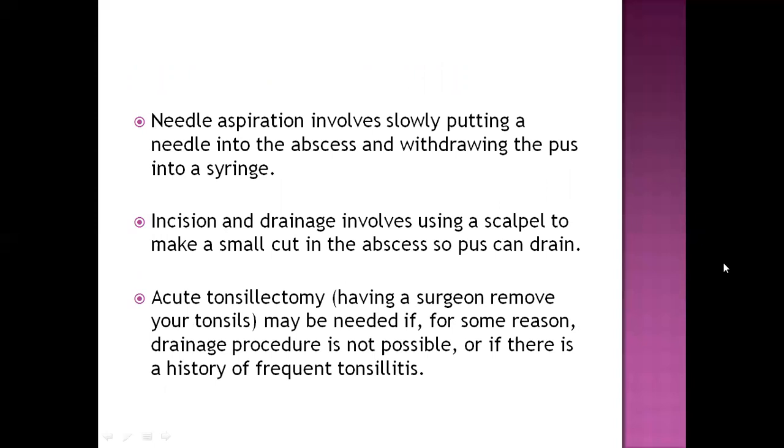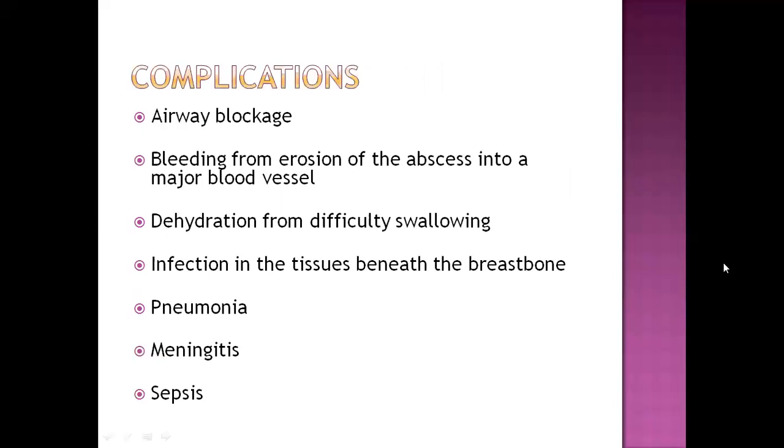Acute tonsillectomy can be done where the tonsils are removed. Complications can be airway blockage, bleeding, dehydration, infections of the tissue, pneumonia, meningitis, and sepsis. That means the same bacteria can enter all the neighboring organs and cause infection.